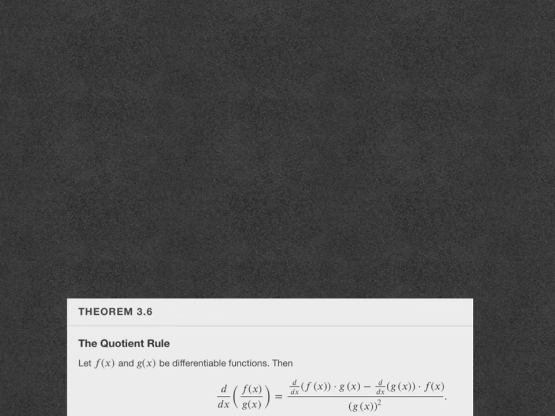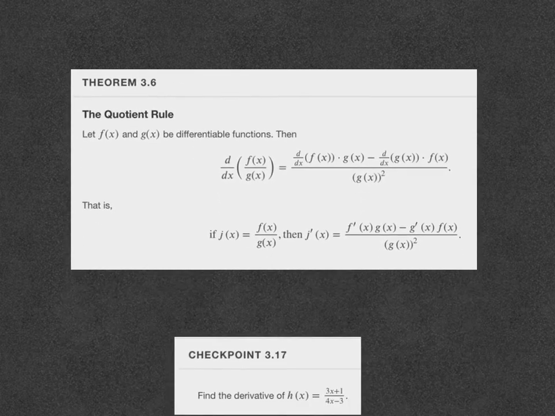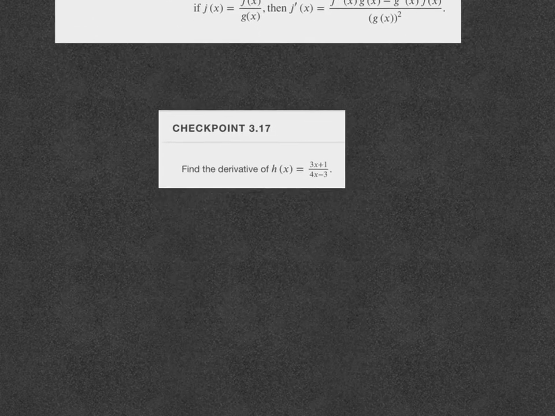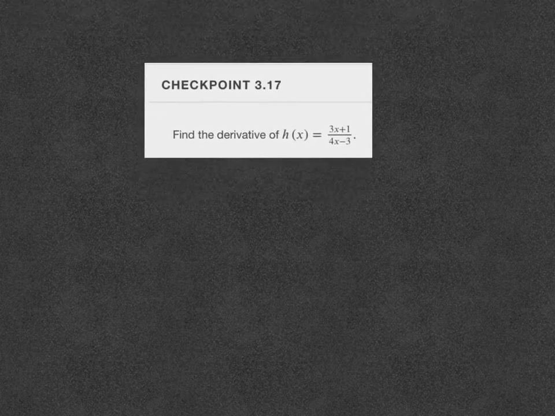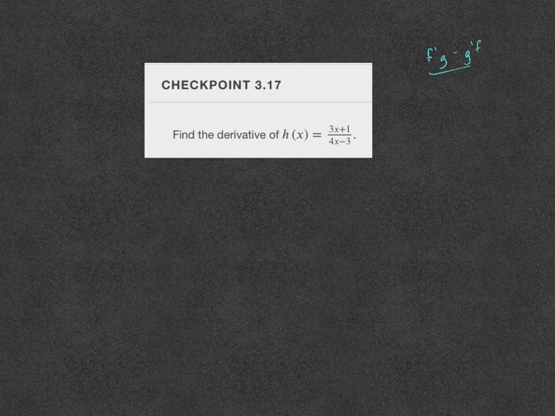All right, so let's look at that in action. Here is my example. H of x equals 3x plus 1 over 4x minus 3. And just a reminder, my derivative looks like this: f prime g minus g prime f over g squared. Don't forget to take the derivative of the numerator, the top, first.